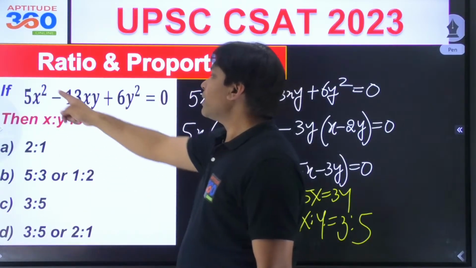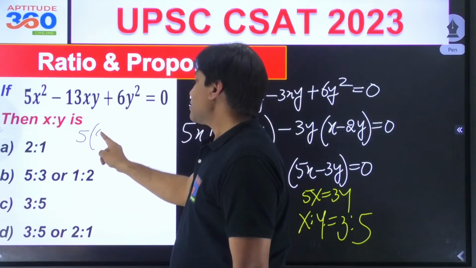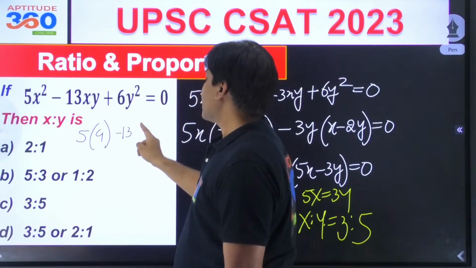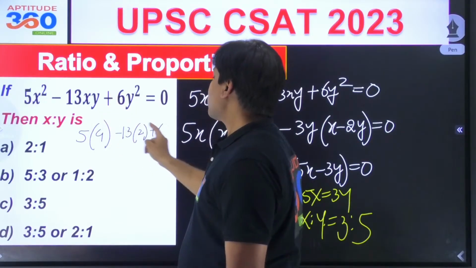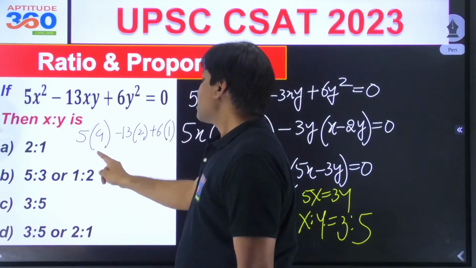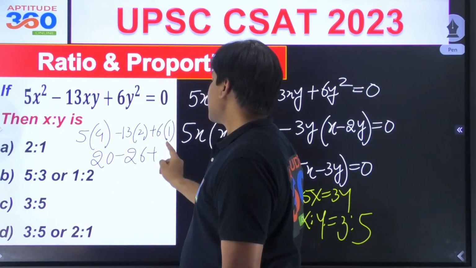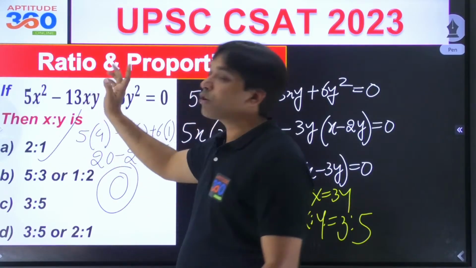If you put 2:1 here, this will be 5. 2 square is 4 minus 13, 2 into 1 which is 2, plus 6 into 1 square. 1 square is 1. So it is 20 minus 26 plus 6. Are we having 0? So option number 1 is correct.